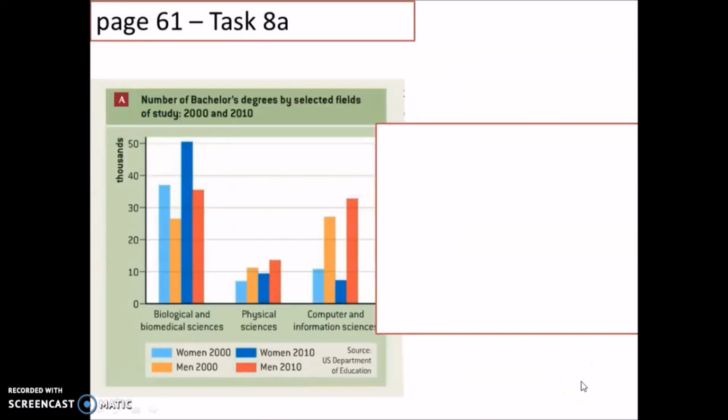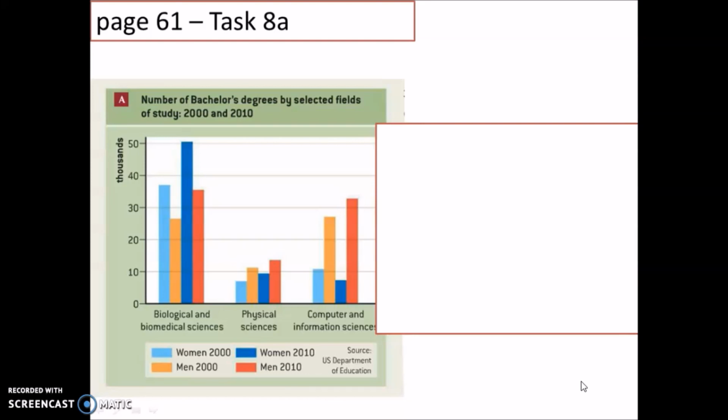Right. Look at task 8A, please. I want you to stop the video now and then answer the questions. The question is, look at chart A above. Can you find this information in the chart? So after reading the information, you need to decide if you can see them in the graph or not. Okay, stop and then come back.